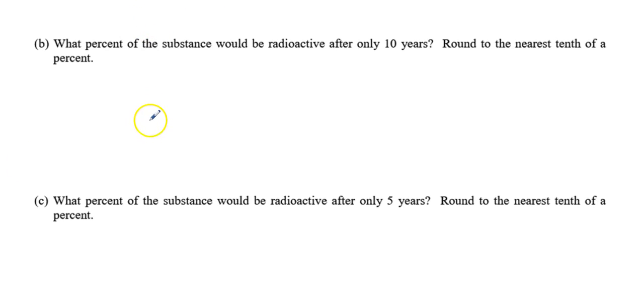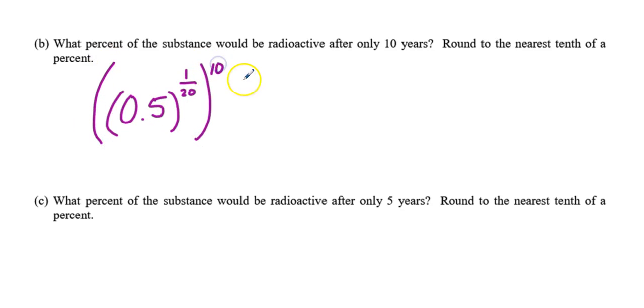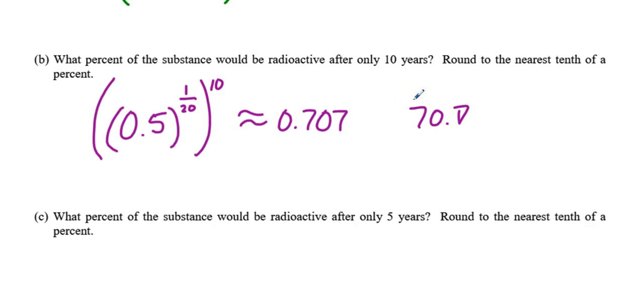All right, and so, okay, after 10 years, what are we talking about? Well, this one we're definitely going to want to use our process. So there's our half-life, and it takes 20 years to reduce this amount by half, and so 0.5 to the 1/20. This is after 1 year. Now, if I want 10 years, raise that to the 10. Do that math, and you've got 0.707, or as a percent, 70.7%.